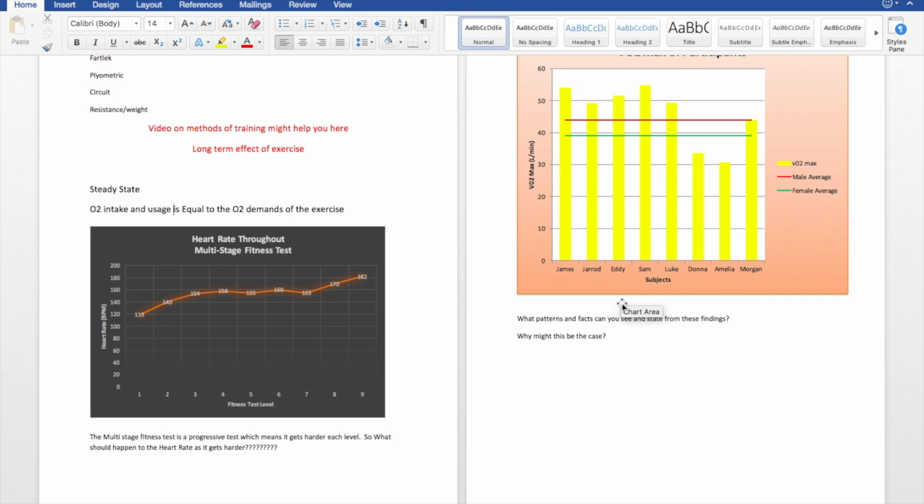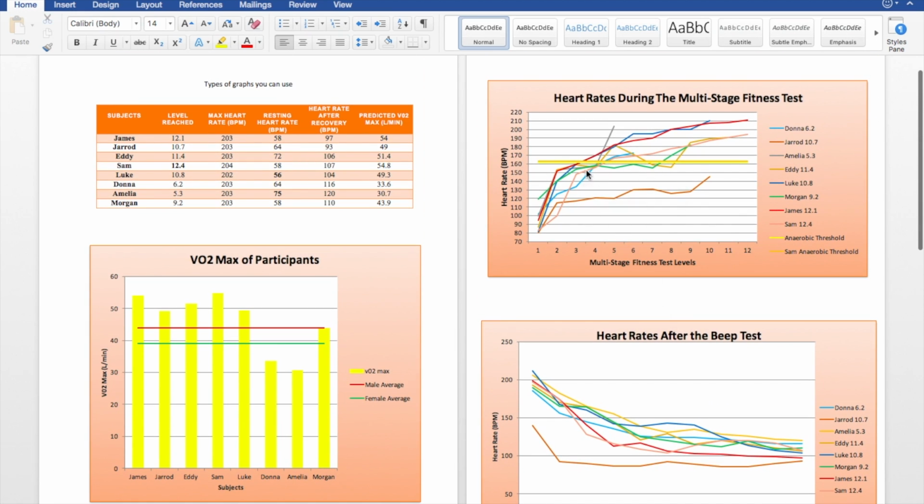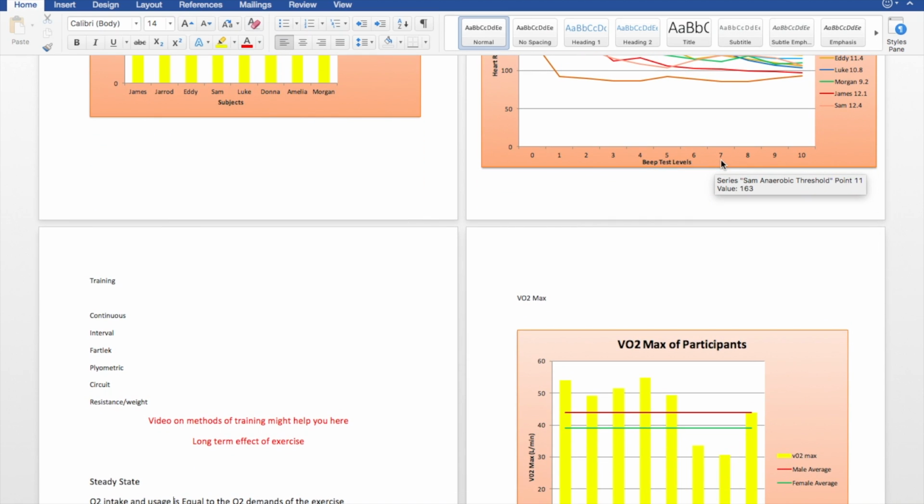So that's what should happen as the intensity changes. And then part C3: is there any evidence to suggest that steady state has been reached by any of the athletes? That's when we need to look at the data and our graph and say, well, actually, not really. That could be because the beep test gets harder every level, so every minute the heart rate has to work a little bit harder and the oxygen demands are higher every minute. So technically, steady state might not be able to be reached.